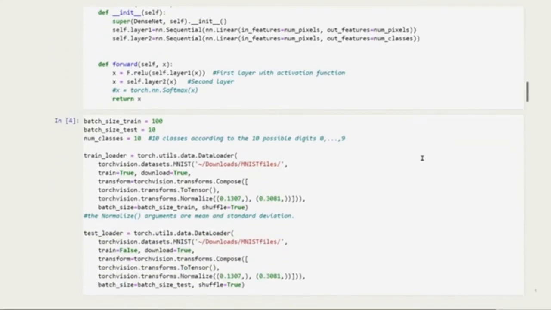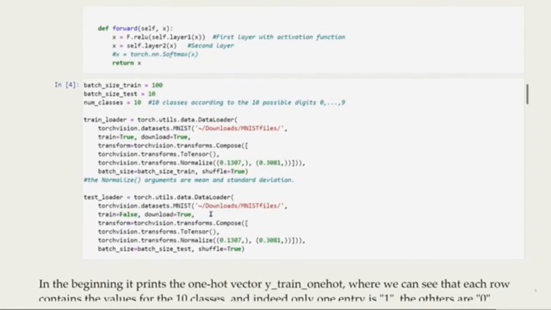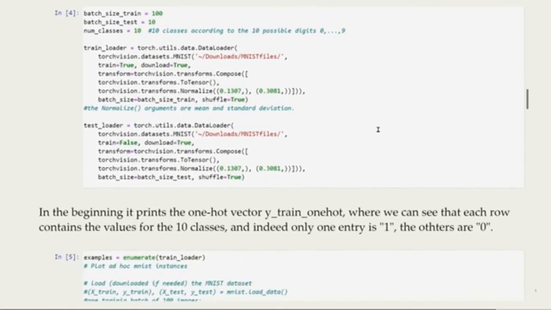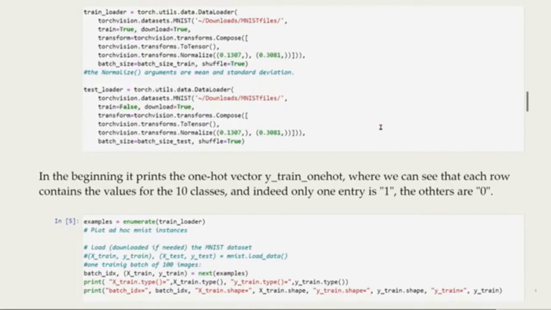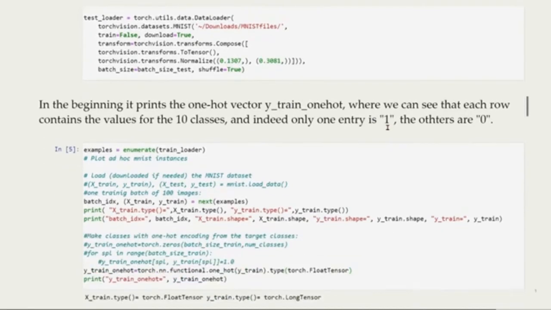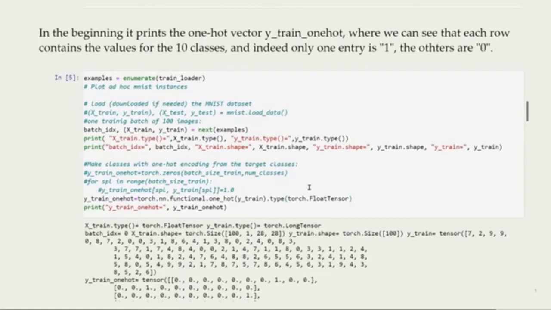At this part again we are using 100 images for the training set and 10 images for the testing set. We are also defining the 10 classes according to the 10 possible digits from 0 to 9. And this is the same as what we've done in previous examples. So in the beginning our example will print the one-hot vector ytrain one-hot, where we can see that each row contains the values for the 10 classes, and indeed only one entry is equal to 1 and all others are zeros.